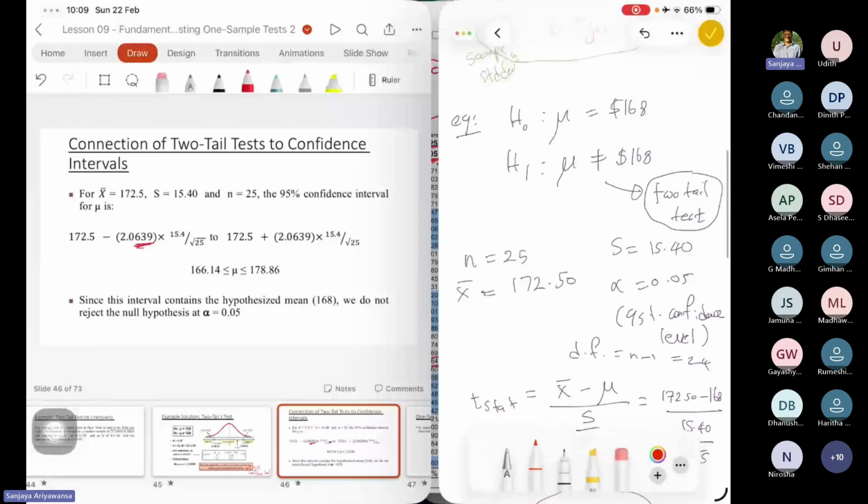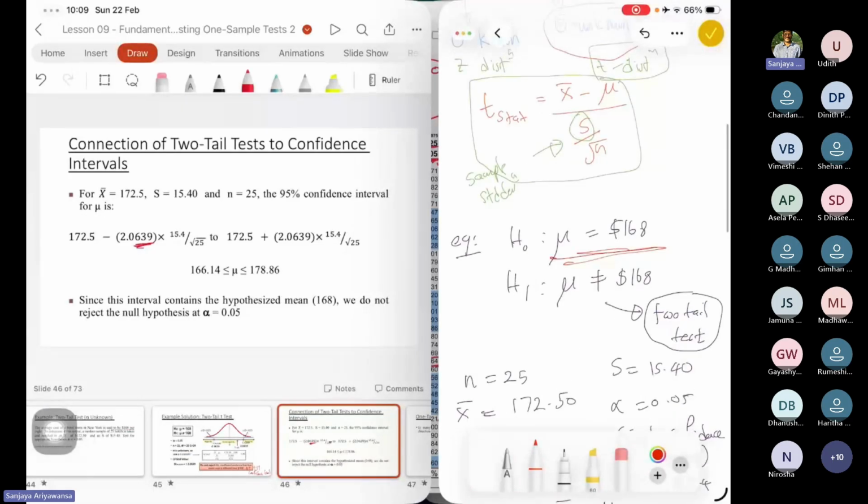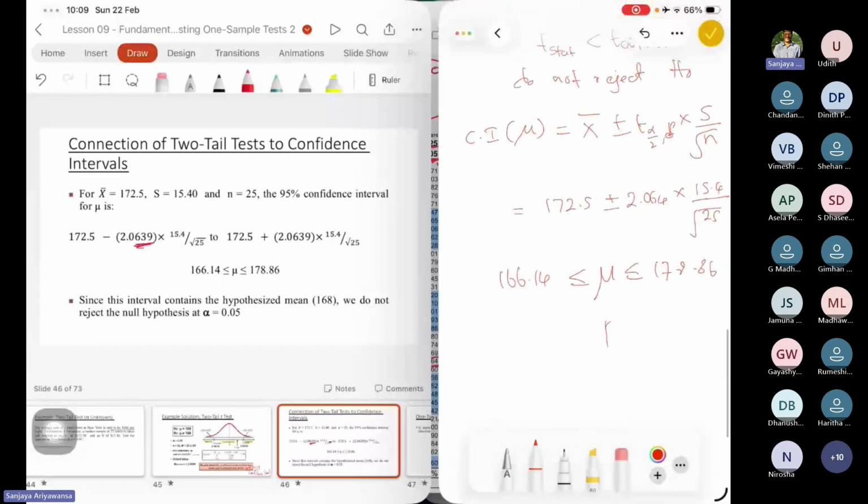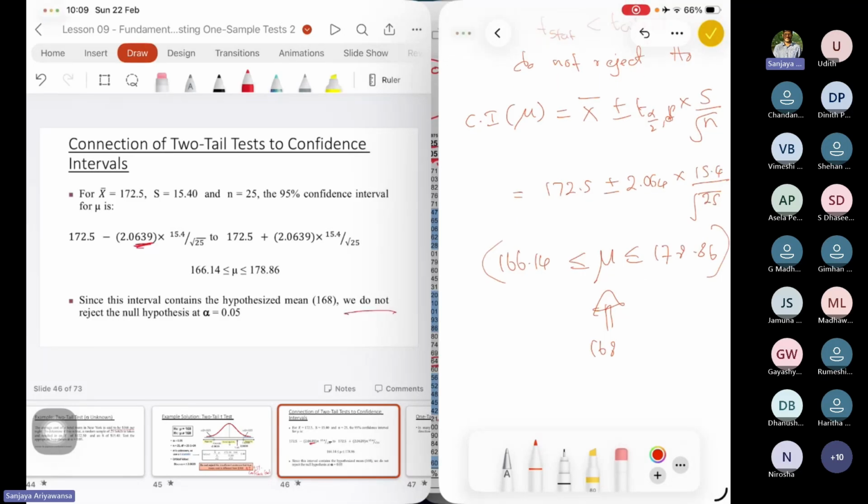So what did we say? What was our claim? That mu is 168, right? So 168 is in this particular interval, 166 to 178. So we don't reject the null hypothesis at alpha 0.05, or you can say at 95% confidence level.